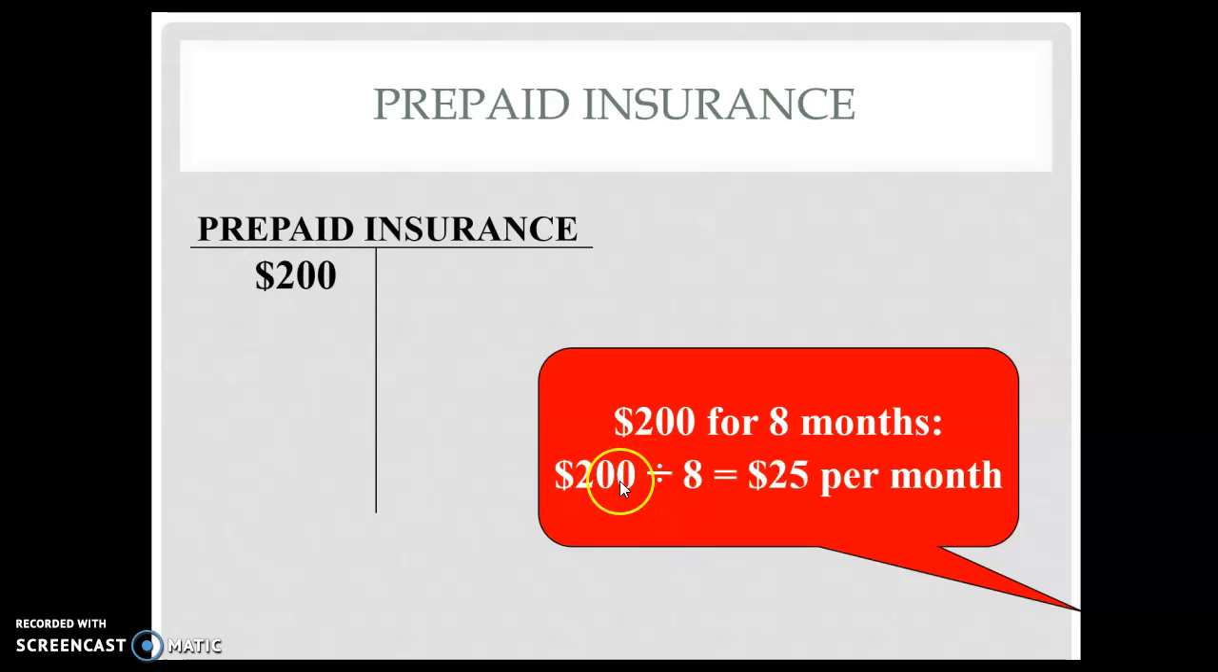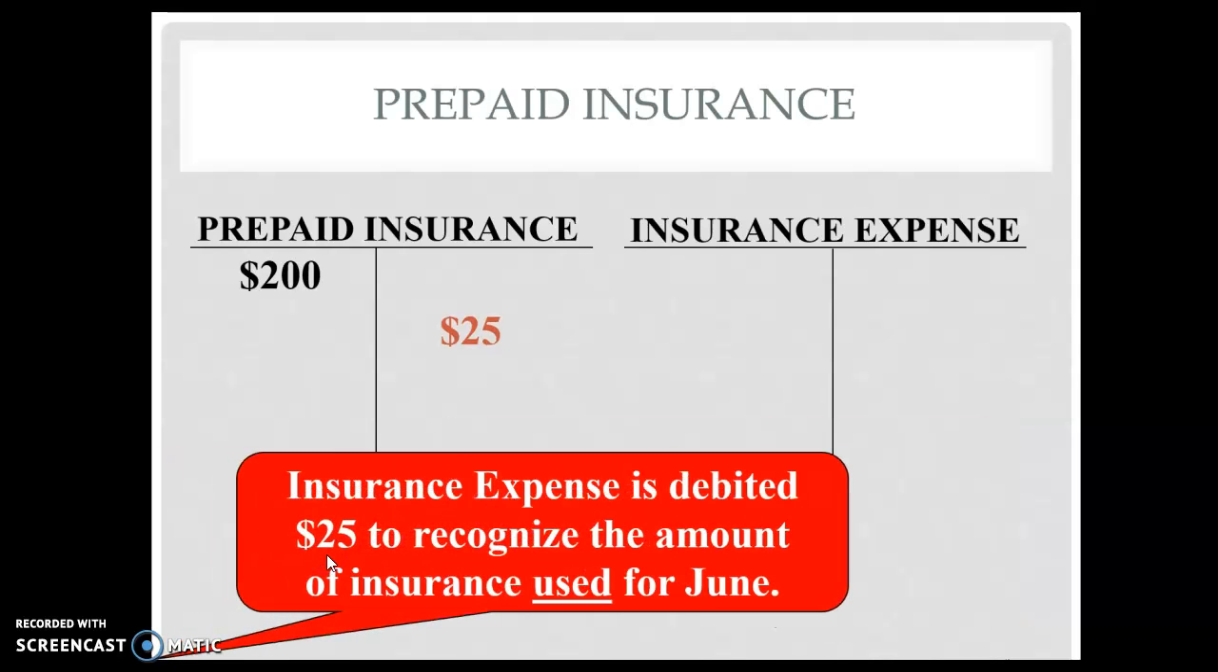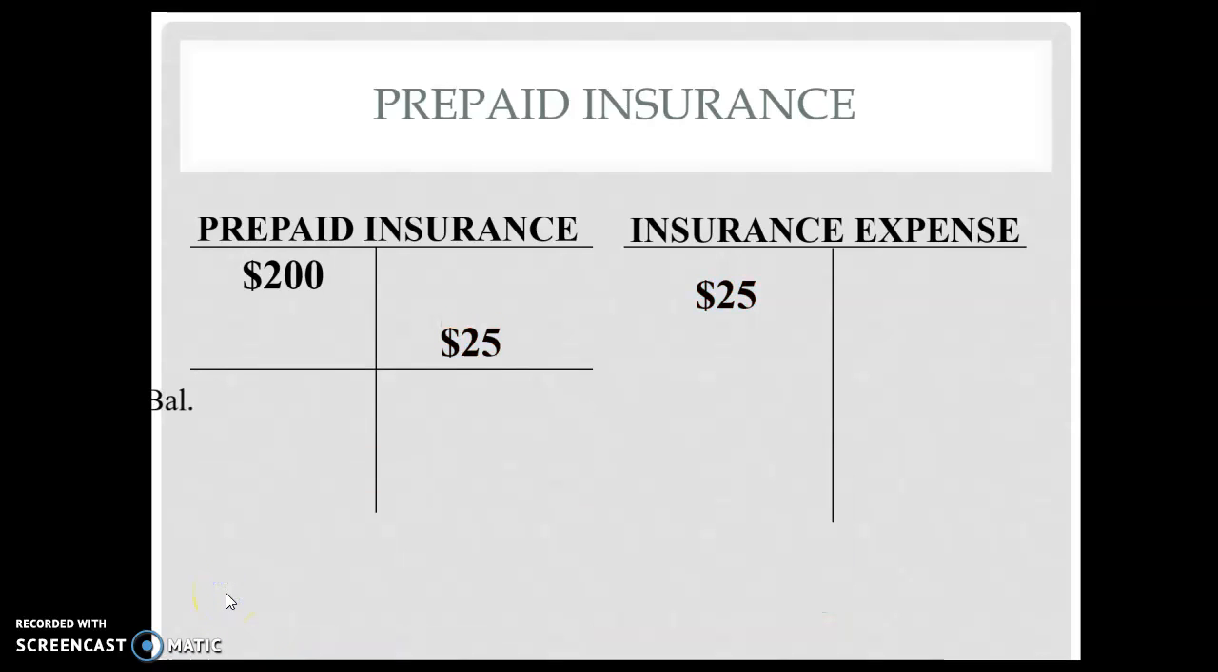I take the $200 we paid for the policy and divide it by the 8 months it covers. That means we're roughly covering $25 a month. So that $25 has to come out of the asset. We no longer own that part of the policy, so I have to credit it out of the asset. I used $25 in June, so that $25 has to go into an insurance expense account. So I'm going to debit insurance expense and credit prepaid insurance.